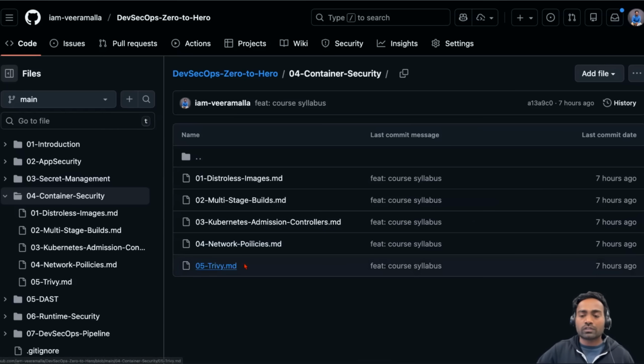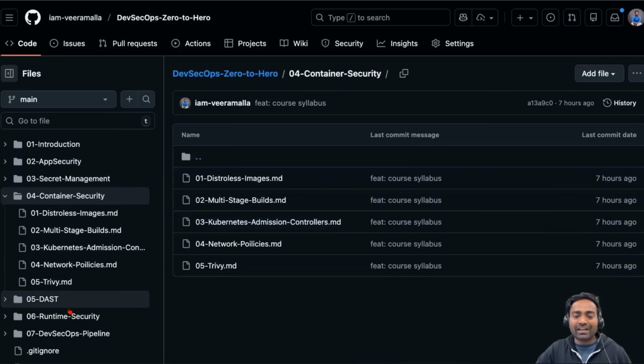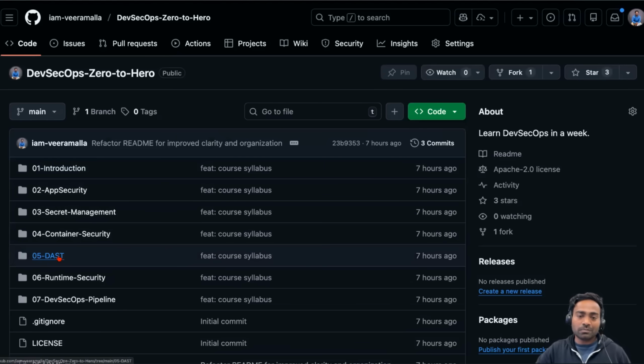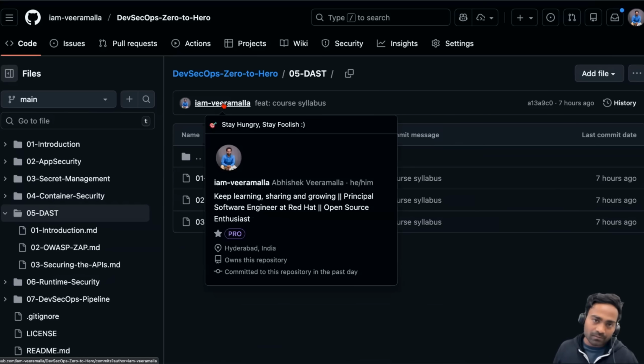Finally, we will focus on Trivy. Trivy is used for container image scanning in CI/CD pipelines. We will learn how to use Trivy and how to place Trivy in your CI/CD pipelines. This is day 4.